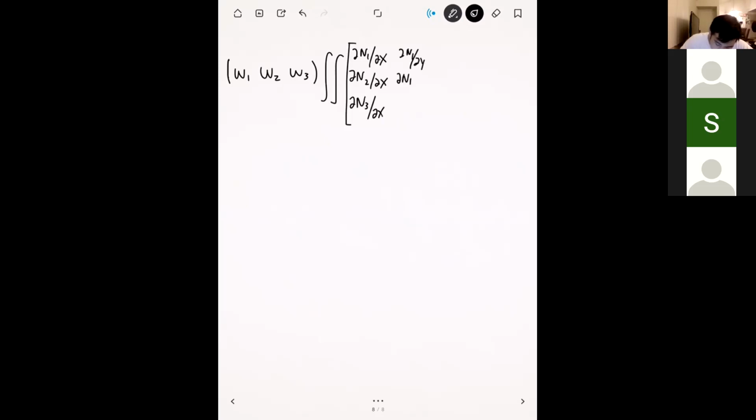And so when we plug in our expressions for grad W and grad T, we're left with the following. First we have our coefficients W1, W2, and W3. Those are constants, so we can just pull them out of the integral. Then we have our shape function derivatives. Those are the derivatives with respect to x, and those are the derivatives with respect to y. Then to that, we're going to multiply by k. And then we have our shape function derivatives again, this time from the t term.